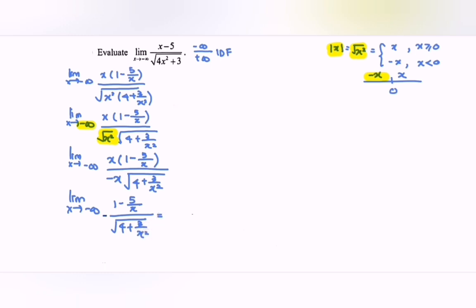So if we substitute 1 over infinity, we will have 0. Here we will obtain 0. Here we will obtain 0. So we will have 1 over 2. Do remember, after we simplify, we have the negative. So here, we are approaching the value of y, which is negative 1 over 2.